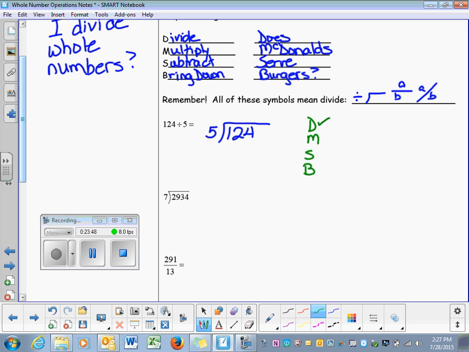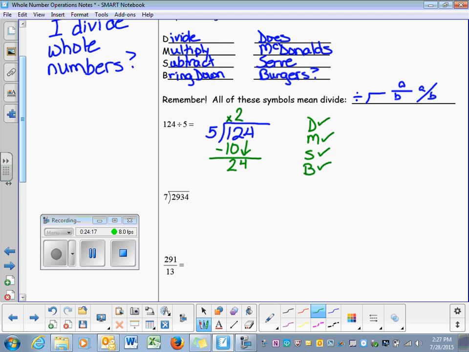Can I divide 5 into 1? No. I can't split 1 up into 5 parts. So I'm just going to put a little X there to hold my place. That's not possible. Can 5 go into 12? And the answer is yes. It goes in 2 times. The next step is multiply. 2 times 5 is 10. Next up, subtract. 12 minus 10 is 2. Next up, bring down the 4.